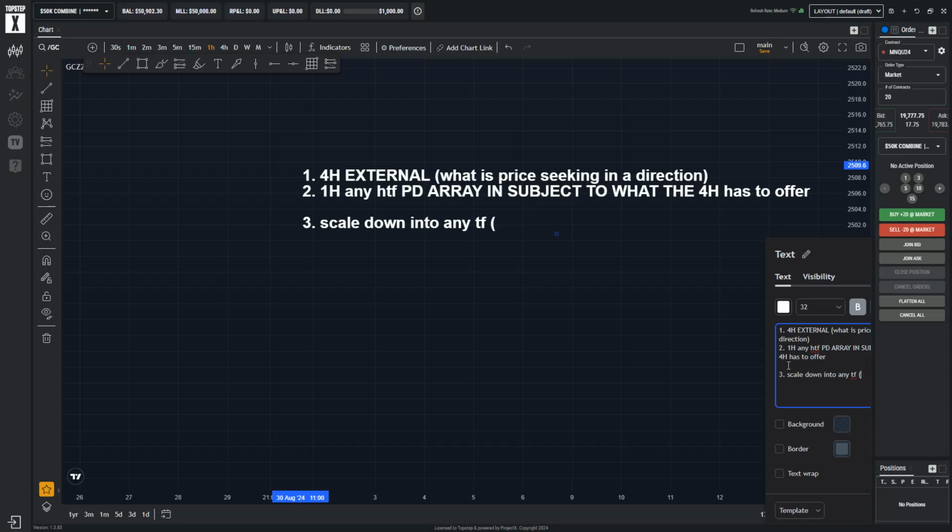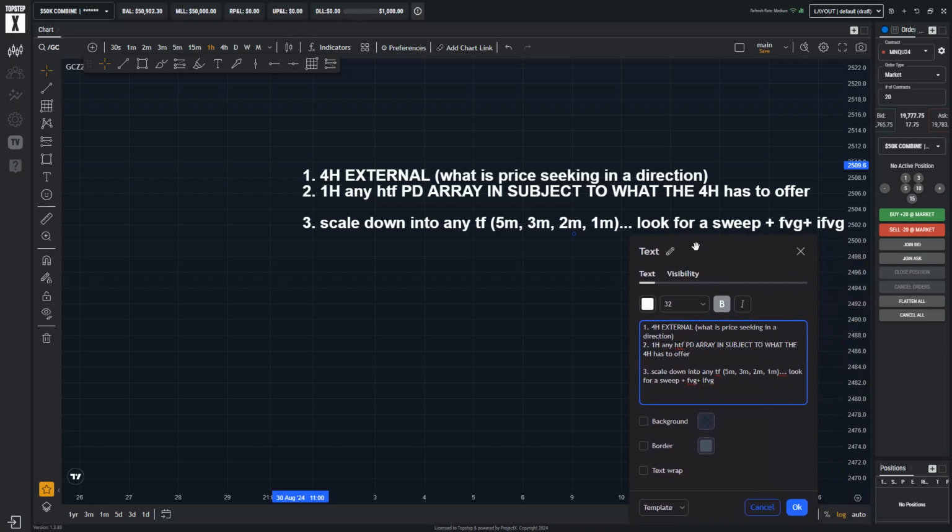Let me write that down. 5 minute, 3 minute, 2 minute, 1 minute. I personally prefer the 1 minute, but that's that. Look for a sweep plus a fair value gap plus an IFVG. And I'll show you guys a prime example of all this.